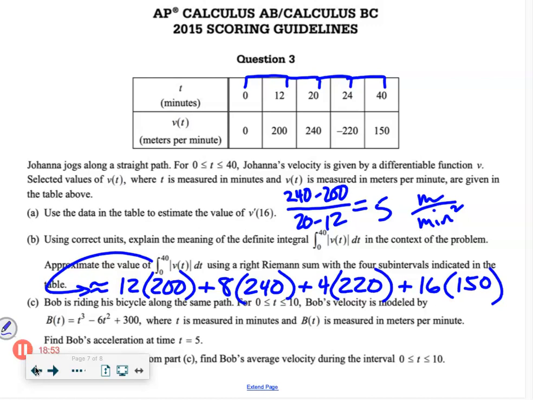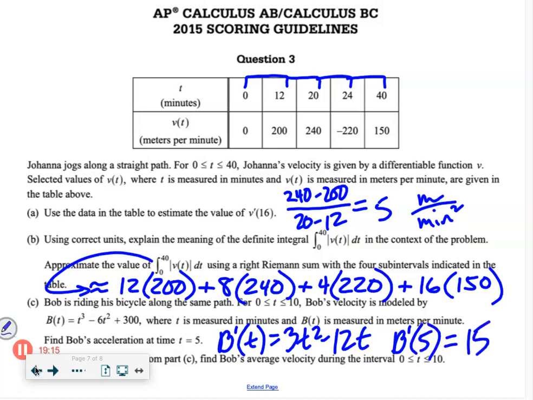So here we go. If that's a velocity function, what would be the acceleration function? The derivative, right? So b prime of t would be 3t squared minus 12t. We want b prime of 5, so you're just plugging in a 5. 75 minus 60, 15. And they didn't even ask for units. If they asked for units, what would the units be? Meters per minute squared. It's acceleration.